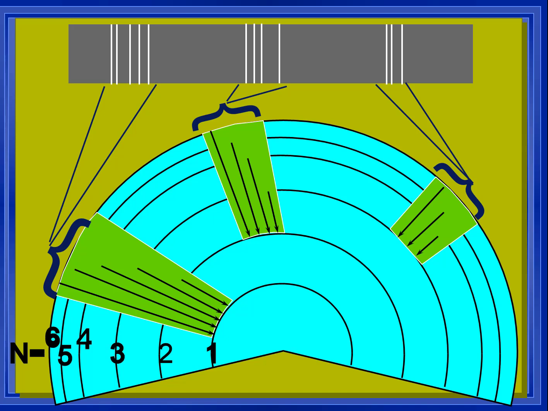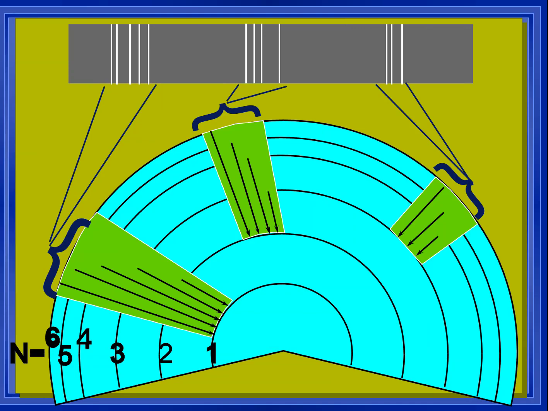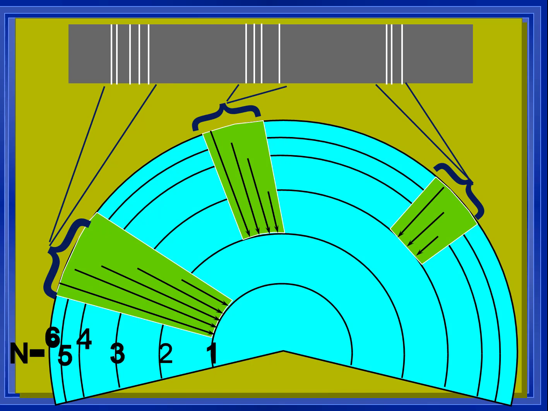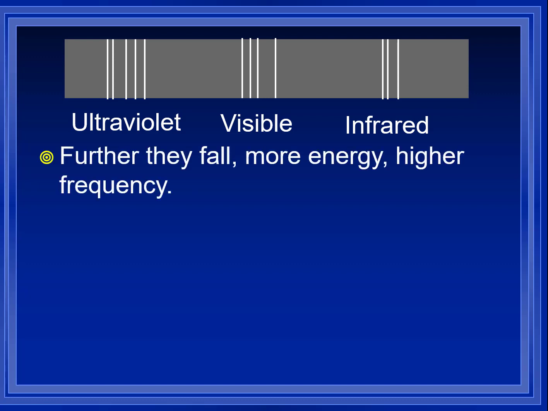But those 3 lines are ultraviolet, visible, and infrared. Because the ones in the middle are the ones we can see. The ones that fall with less energy, we can't see, because they're too low energy, that's infrared. The ones that fall further, we can't see because they're in the ultraviolet. So there's a whole bunch of lines we can't see, but they can detect. Okay. And the further they fall, the more energy, higher frequency.